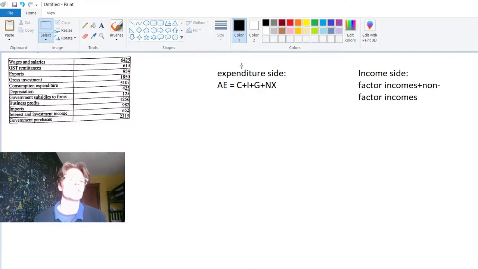So let's go through. What's important to note with these questions is that both sides should equal each other. That's the idea, because all income is eventually spent on something, both sides equal each other. So if it says calculate it from the income side and you know how to do it, and you can calculate it from the expenditure side, just do that and it should be fine. I think you should also be able to just add these all up and divide by 2.